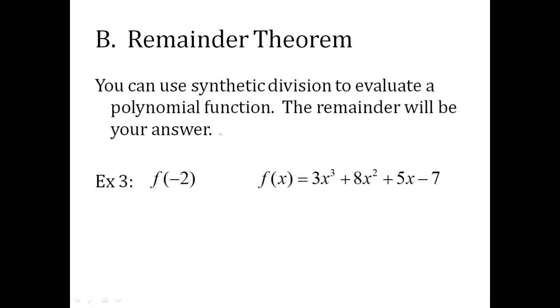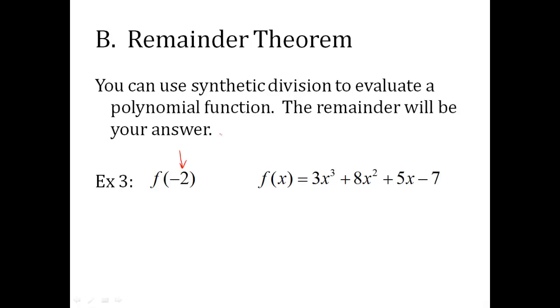Okay, then there's something called the remainder theorem, and it says this: you can use synthetic division to evaluate a polynomial function. The remainder will be your answer. So let's just say I gave you this equation, and I wanted you to find f of -2. So you would plug in -2 for x. You could go through all the math here, cube the -2, multiply by 3, and all of that, or you can just do synthetic division, and you'll get your answer. Some people think it's quicker, so let me show you.